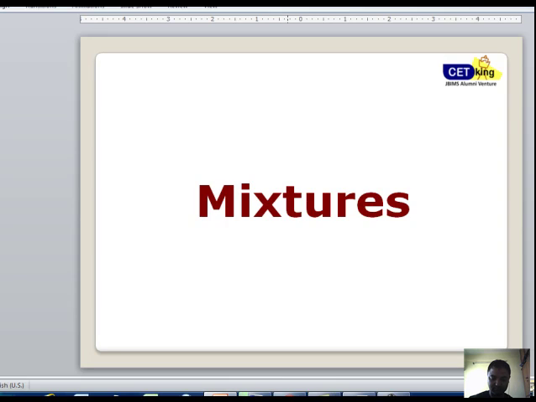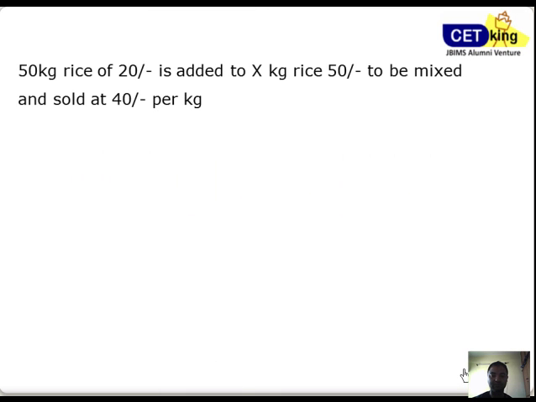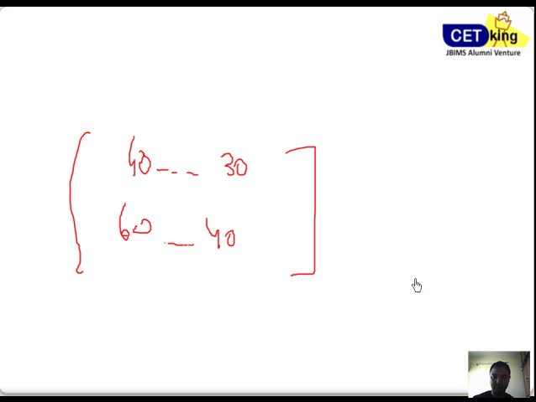Alright, let's move on to the second part, which is mixtures. Till now, what we did was: 40 boys at an average weight of 30 kg are added to 60 boys at an average weight of 40 kg. Find the average. That was the average part. Now we are doing mixtures where we don't know in what ratio they are mixed.